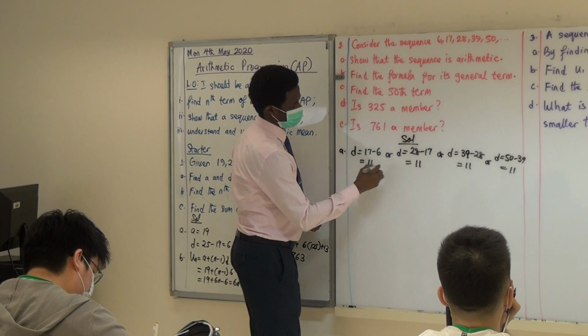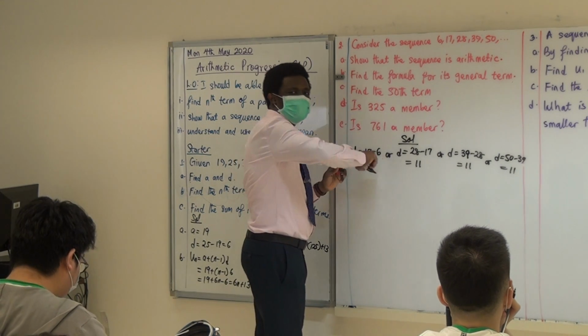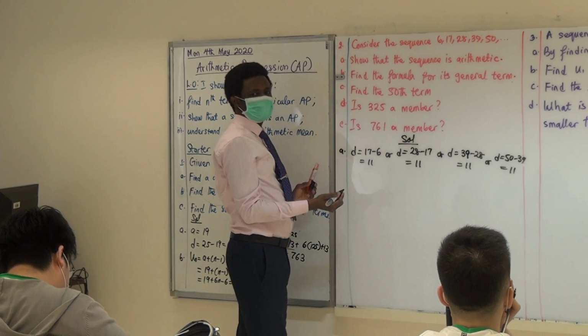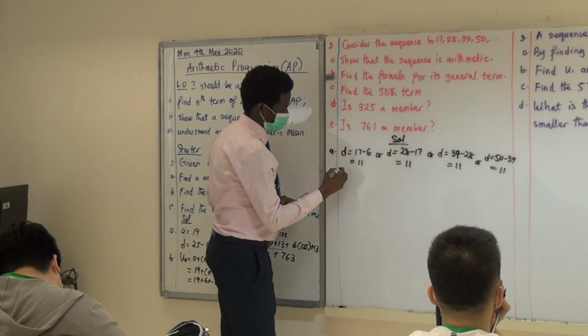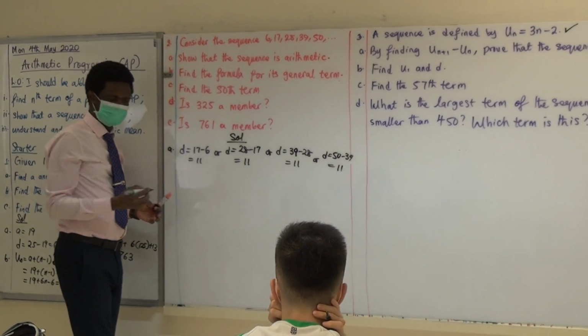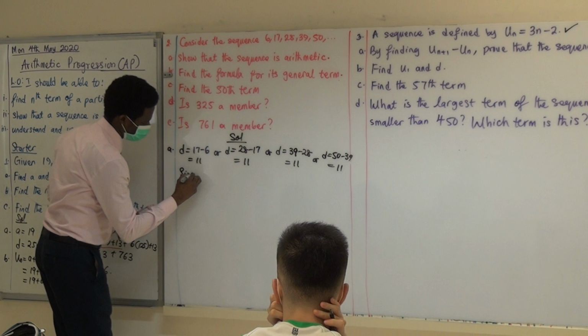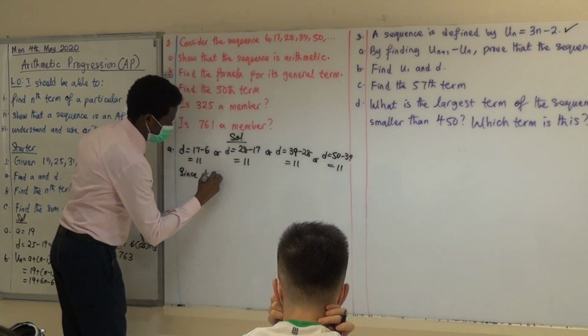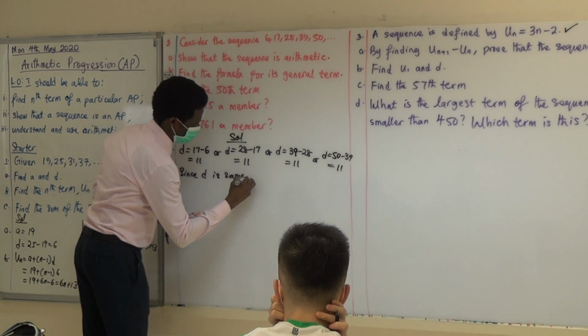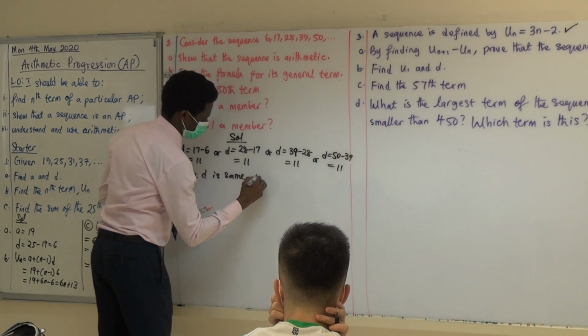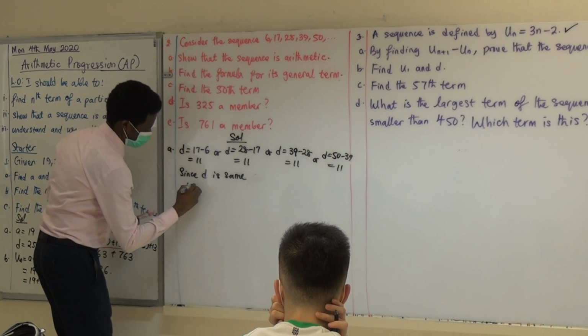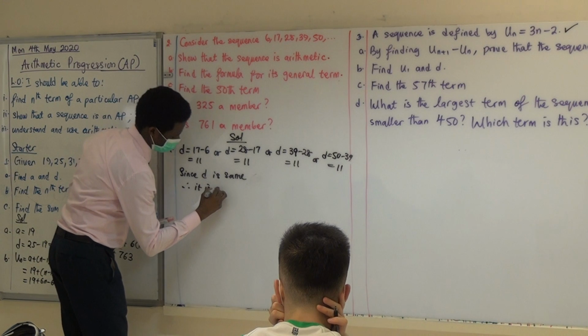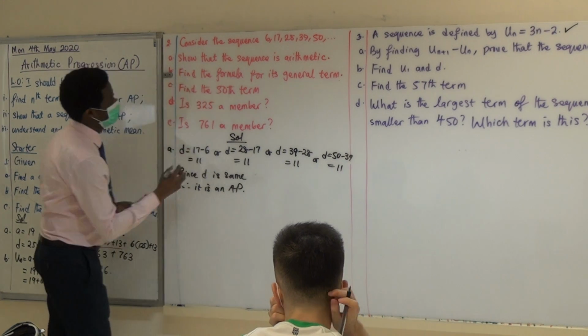So since the differences are the same, then it is indeed a common difference. Therefore, it's an AP. That's all. Since d is the same, therefore it is an AP. This is enough.